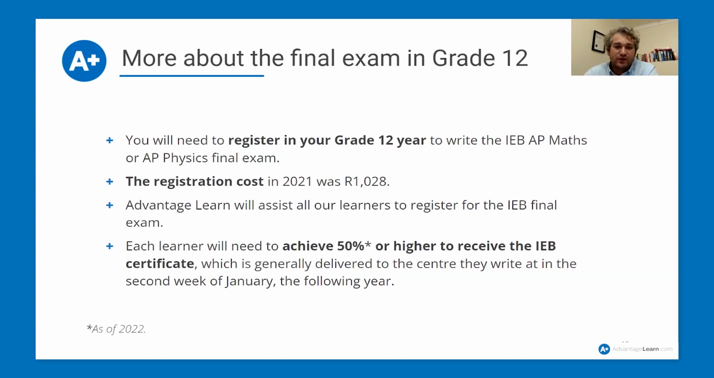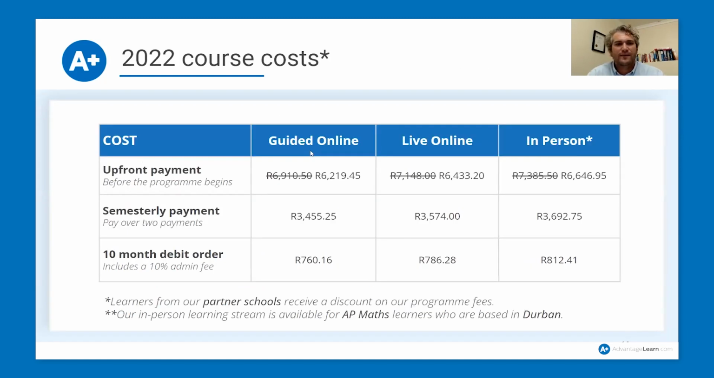And I've mentioned the increase in the pass mark. You'll need to achieve 50% or higher to achieve that certificate and qualification. And that is generally delivered to the center that you write at in the second week of January the following year. Okay. In terms of the course, it differs slightly according to the various learning streams: guided online, live online, or in person.